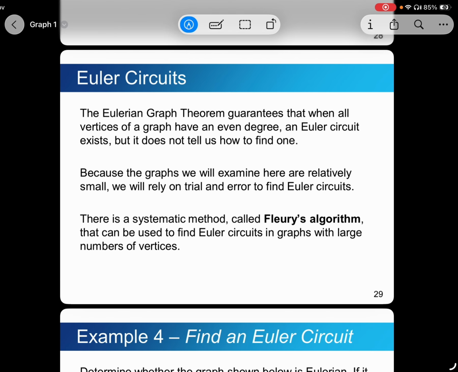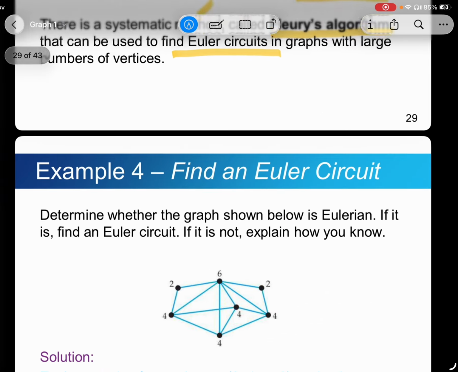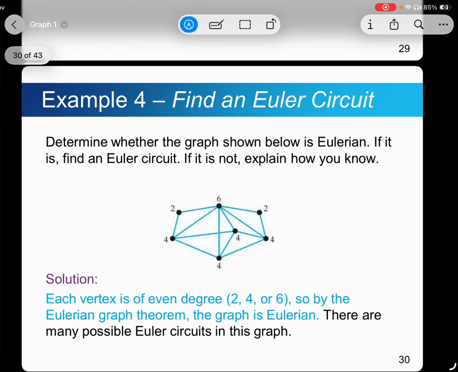The Eulerian graph theorem guarantees that when all vertices of a graph have even degree, an Euler circuit exists, but it does not tell us how to find one. Because the graphs we will examine here are relatively small, we will rely on trial and error to find the Euler circuits, so it is done manually. There is a systematic method called Fleury's algorithm that can be used to find Euler circuits in graphs with a large number of vertices.